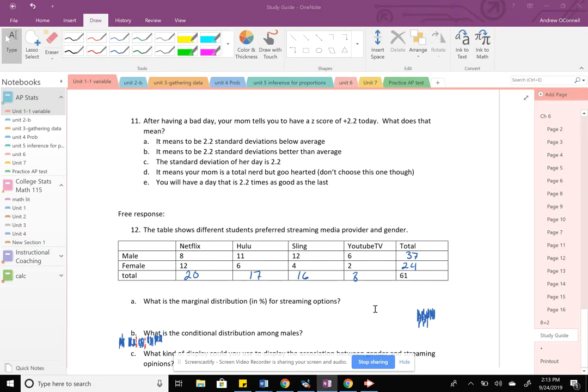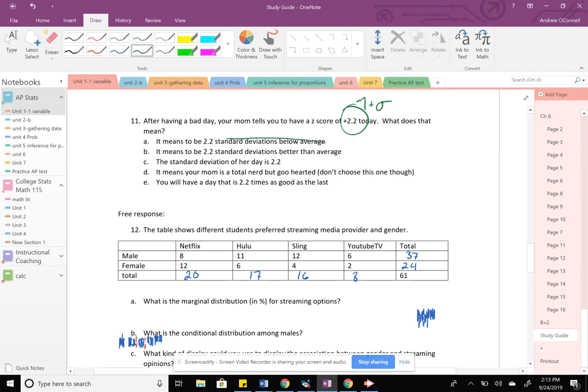The last multiple choice one I don't think I got a chance to go over. After having a bad day, your mom tells you to have a z-score of positive 2.2 today. What does that tell you? Any z-score tells you how many standard deviations above the mean. So that would be telling you to have a day that's 2 standard deviations above the mean. It's just one of those exceptional days where you do that much better.